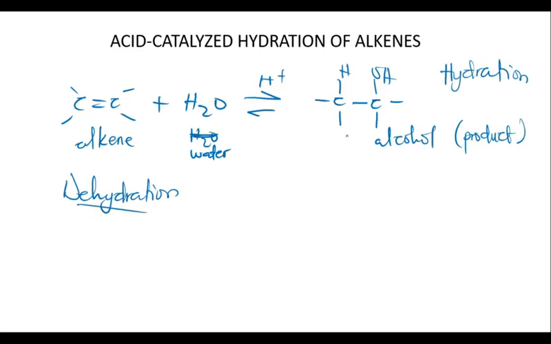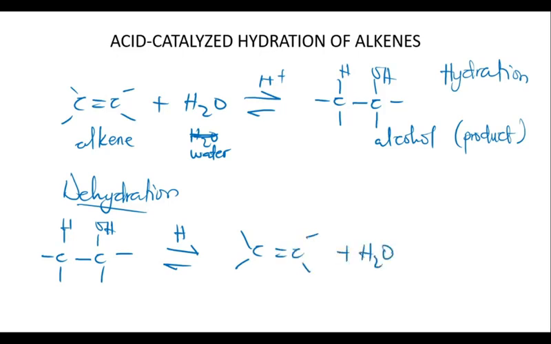So dehydration is simply an alcohol in the presence of a strong acid. An alcohol in the presence of an acid will undergo what? Dehydration to produce an alkene and water. So we can see that this reaction is reversible. So let's go ahead and look at how this reaction occurs.